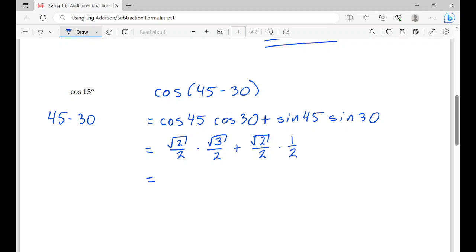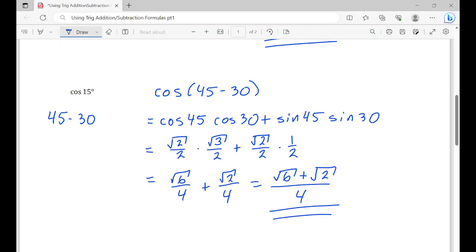Again, multiply it all together. I'm going to get square root of 6 over 4 plus square root of 2 over 4. And when I simplify this, I'm going to end up getting square root of 6 plus square root of 2 over 4. So cosine of 15 degrees as an exact answer would be root 6 plus root 2 over 4.